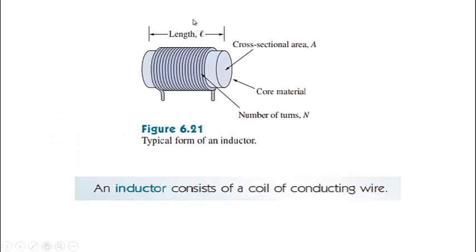So a practical inductance looks like this. We have a core, with cross-sectional area A, and over it we wind a number of turns of a conducting wire, but they should be insulated from each other, because if they are not insulated, current will not follow this spiral path, it will follow this path. So it has a number of turns. The length of this core will be L.